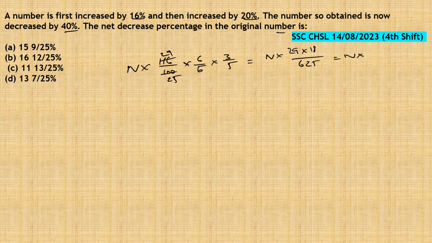We need to find n into 29 into 18. 18 9s are 162. 18 2s are 36. 36 plus 16, that is 52. The old number was 625 and the new number is 522. The net decrease percentage is equal to 625 minus 522, that is 103, divided by the old number 625, into 100. 25 4s are 100, 25 25s are 625, 103 into 4, that is 412 divided by 25. 25 16s are 400, and the remainder is 12 divided by 25, that is 16 and 12 by 25%. That is option number B.